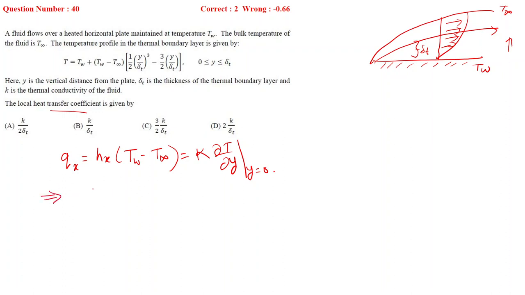So we will differentiate this temperature equation with respect to y, to find this del T by del Y at y equal to 0, and put it in this equation to get the ultimate value of Hx. So that is Hx Tw minus T infinity into K del by del Y of this entire term over here.